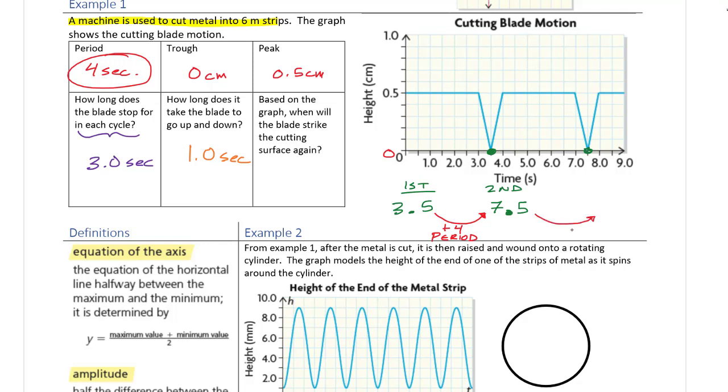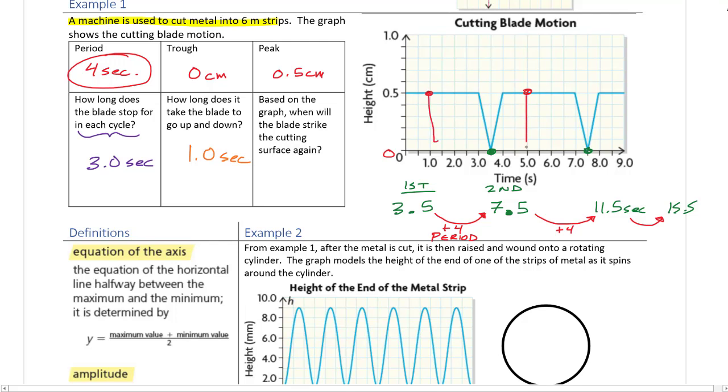The next time anything will occur again will be the exact same, so just add the period and you can find it. So 7.5 plus 4, what are we going to get? 11.5 seconds. And we could do this all day. If we want to know the next one, we could add another 4 and we get 15.5 seconds, and so on and so on. If I want to know when this point is going to happen again, I would just add 4 seconds. It would be right here, at 1 plus 4, which is 5.